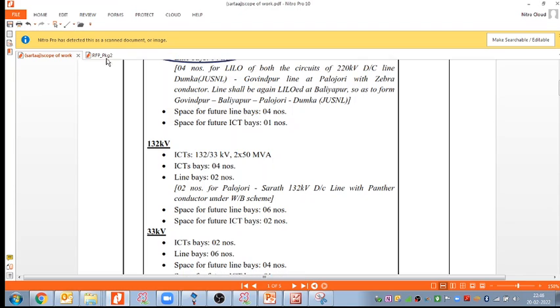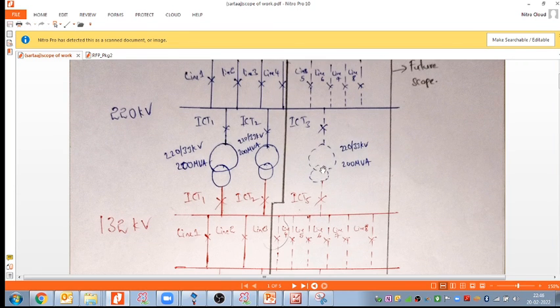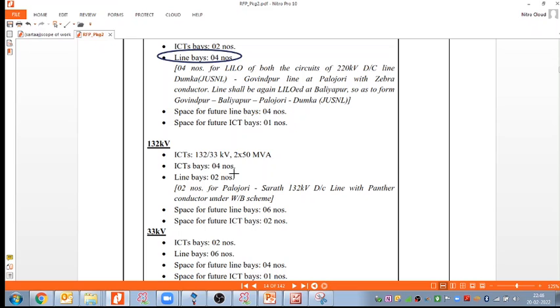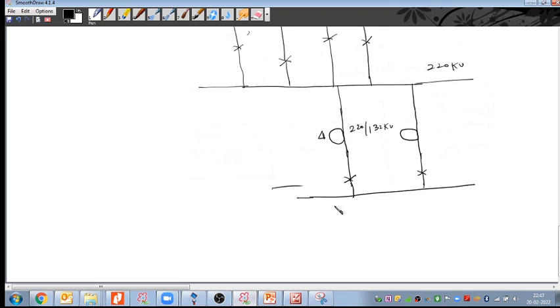I think you have drawn the future bay here also. Future 1, 2, 3 bay you have done. The future scope, yes. Future ICT, yes, you have drawn. This is correct and this is correct. But when it comes to the 132 kV system, 132 kV ICT bay, 4 number. I'll come to how 4 number. Line bay 2 numbers. It means there will be 2 number of ICT line bay. So we'll take 2 number of line bay here. Just draw 2 number line bay, and you can put here line 1 and line 2. Similarly, you can put on the top side line 1, 2, 3, 4.